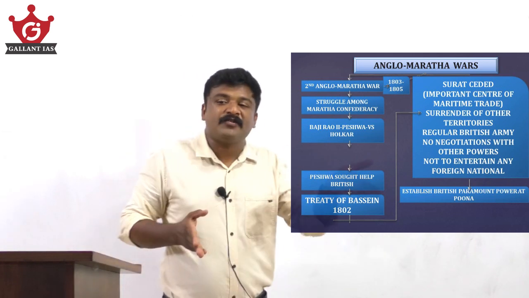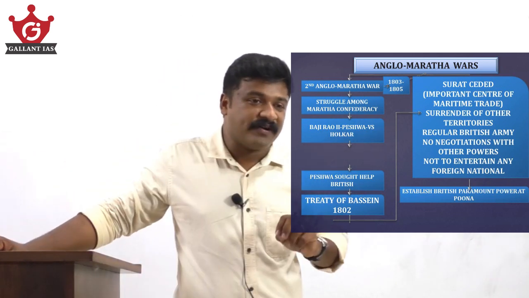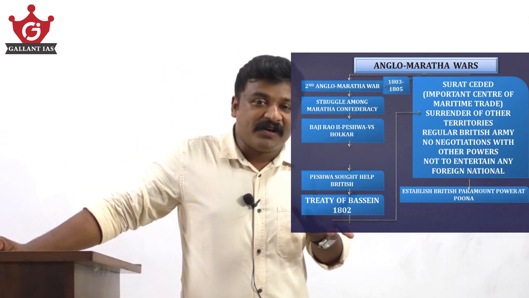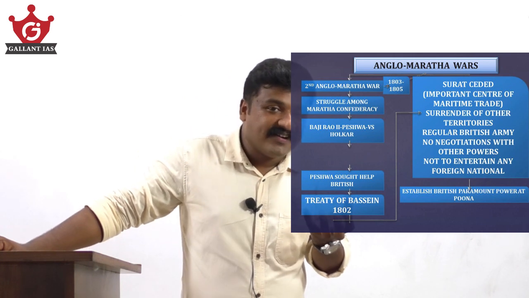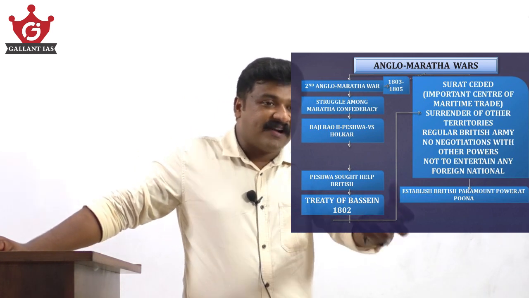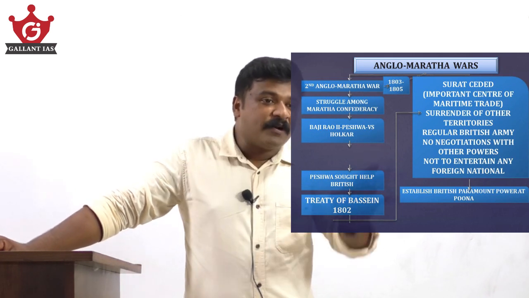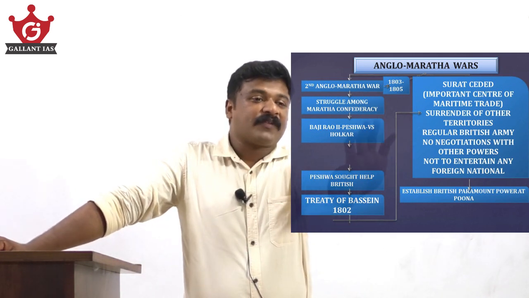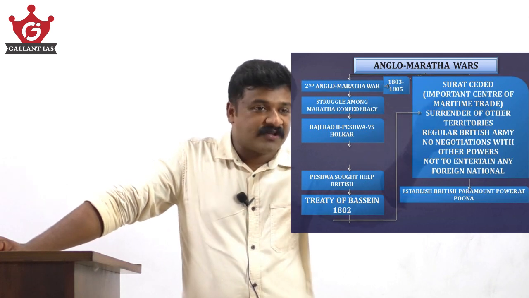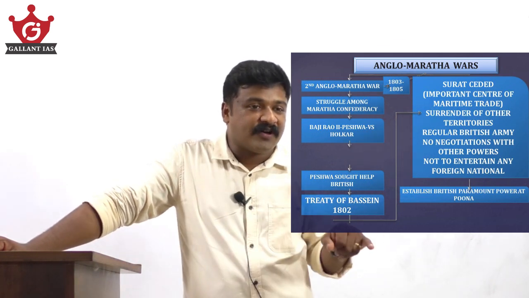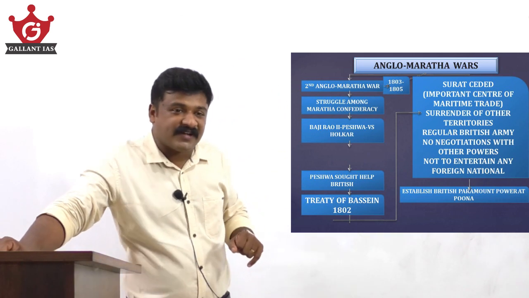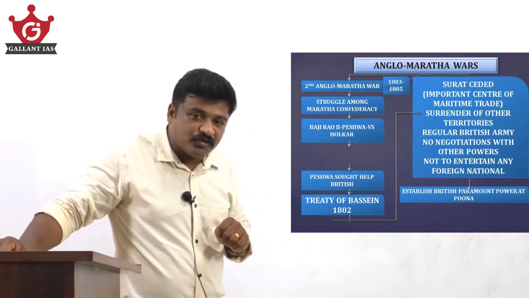Similarly, many other territories were also handed over to the British. So for the British, it is a huge income. Annually they are getting 26 lakhs of income from these territories. In return, the British promised that they will support the Peshwa from other Maratha confederates and from other enemies. So many territories were handed over to the British.